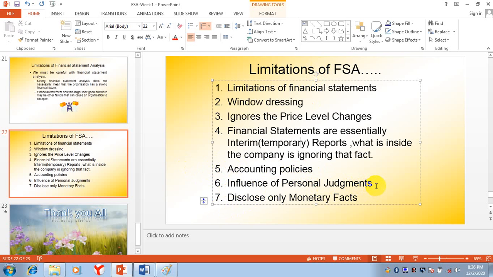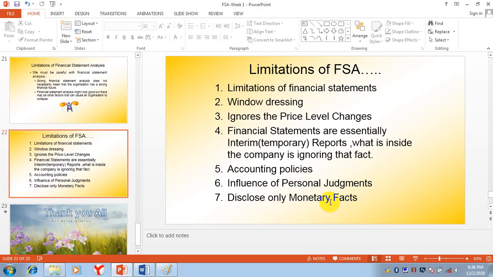Influence of personal judgment. One person's personal judgment is different from the other person's because of his qualification, his experience, and his IQ level. So different people will analyze the financial statements differently, which is a weak point of financial statement analysis. Disclose only monetary facts. In financial statements, there are only monetary facts. We are ignoring the non-monetary facts, which is a weak point of financial statement analysis.